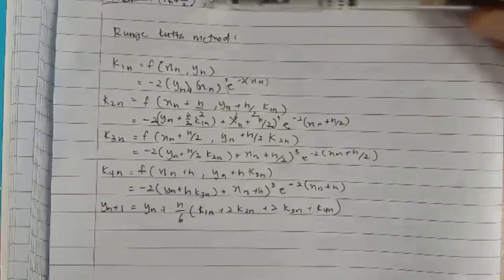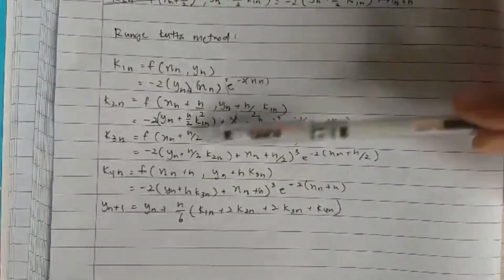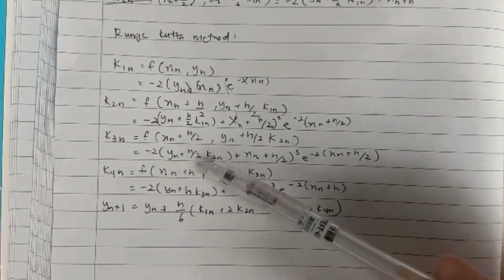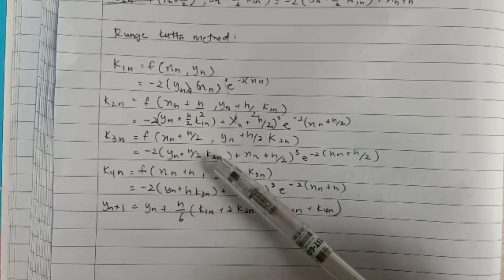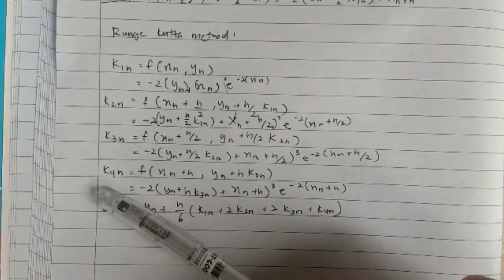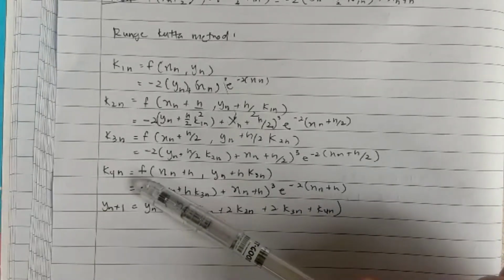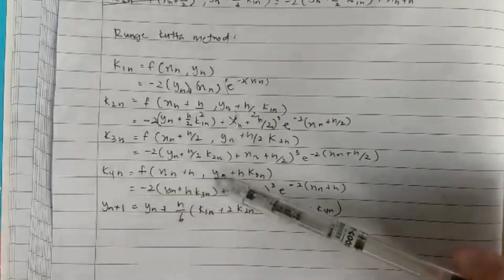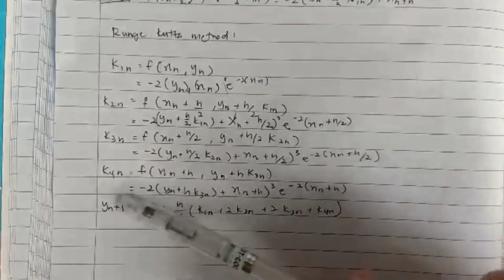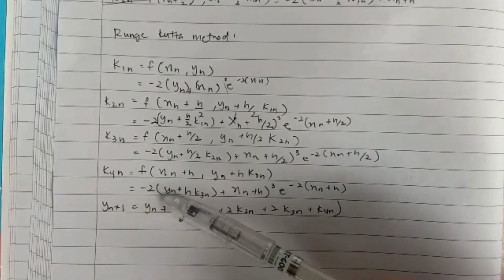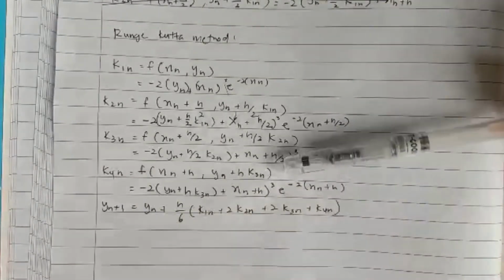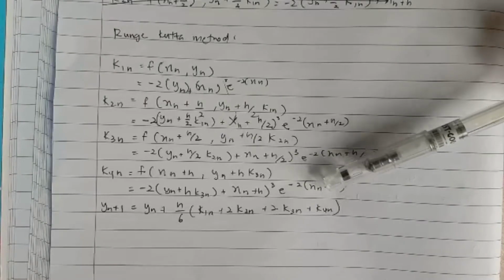So this also continues with the k3n, except that the substitution will be with k2n instead of k1n. And the same also for the k4n. f(xn plus h, yn plus h k3n) is equal to -2 (yn plus h k3n) plus (xn plus h) cubed e^(-2 (xn plus h)).